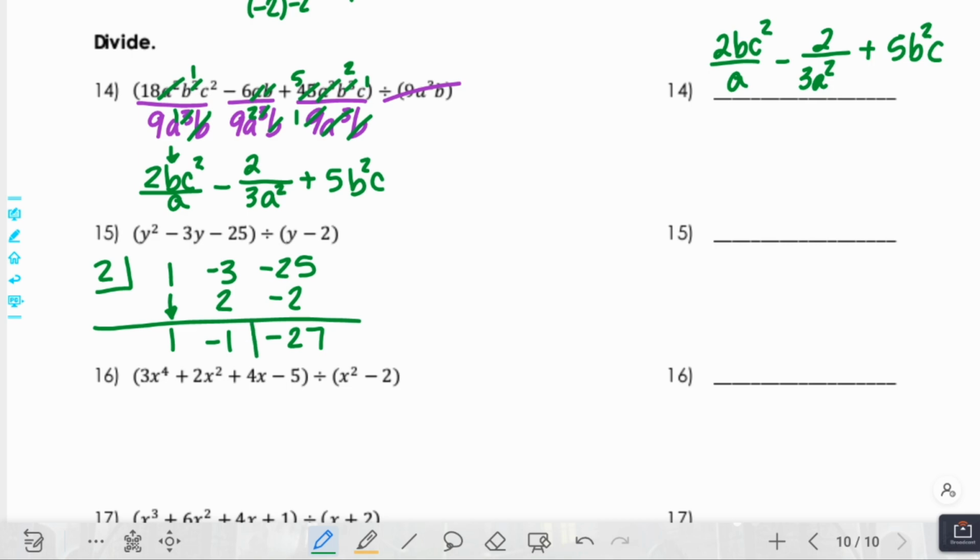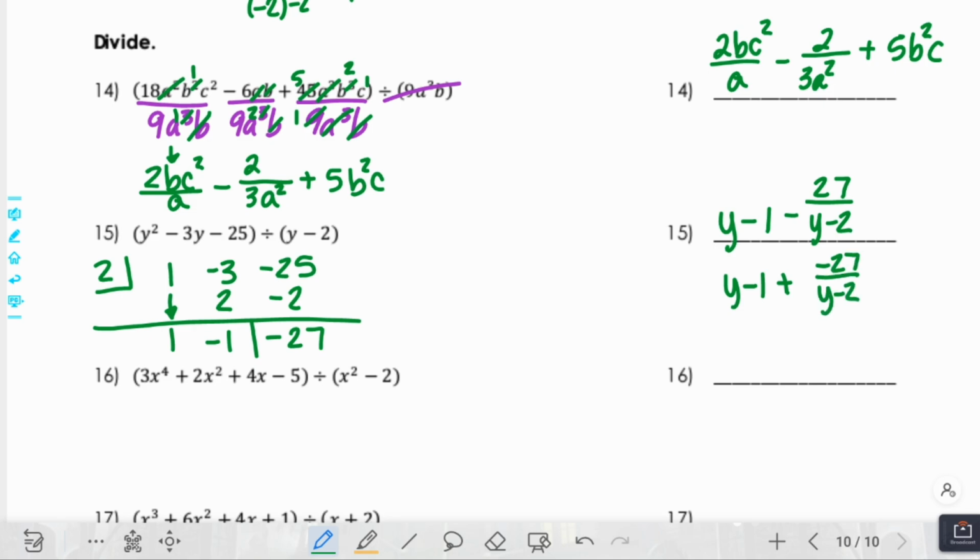So here on 15, you've got y minus 1, because that's a 1y minus 1. And then you've got minus 27 over y minus 2. And that's because your remainder was negative 27. Now you could technically write this, we did this on the homework, as y minus 1 plus, and then put your negative up with your 27. It's whatever makes the most sense to you.